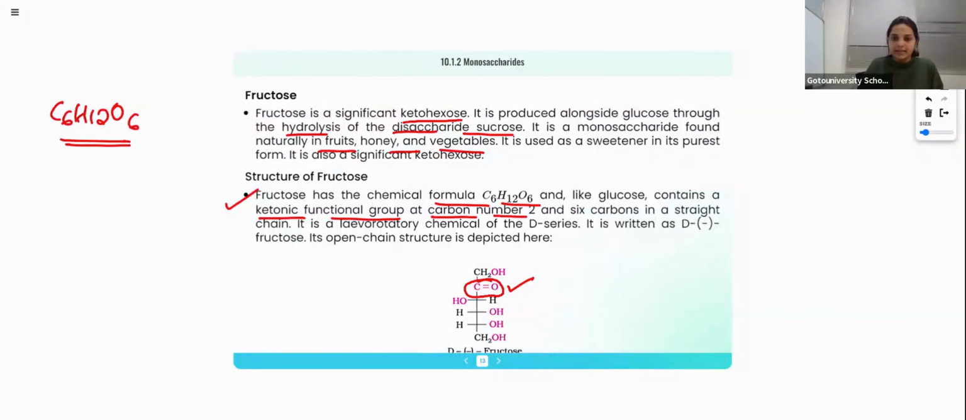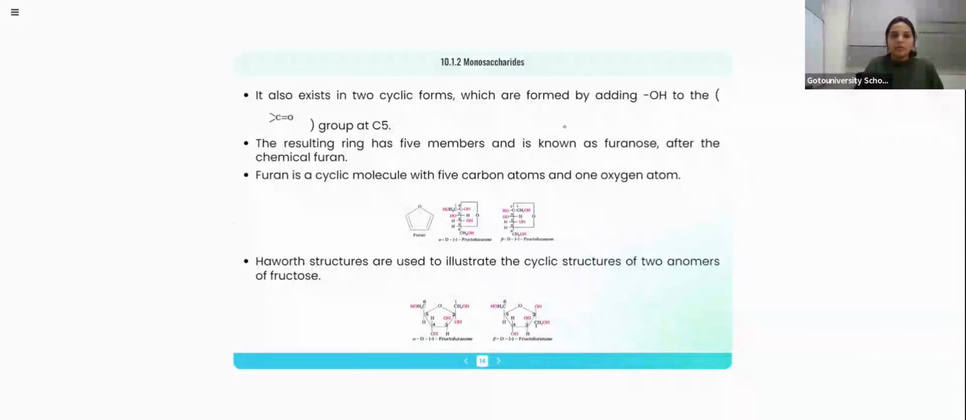Got it? Then, 6 carbons in a straight chain. It is levorotatory, written as D negative, due to the optical activity. Now, it also exists in two cyclic forms, which are formed by adding the OH group at C5, the fifth carbon.